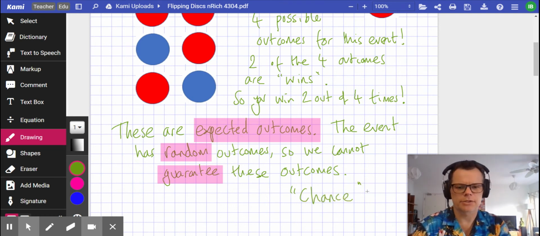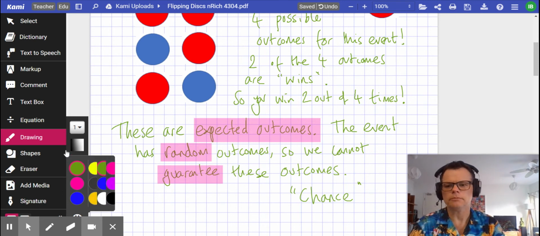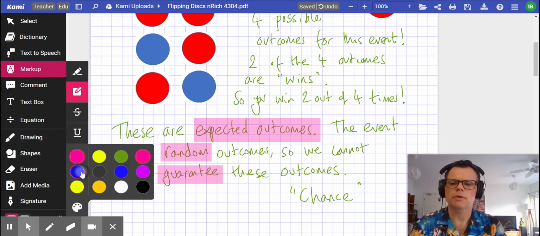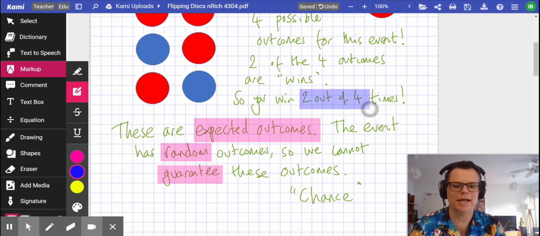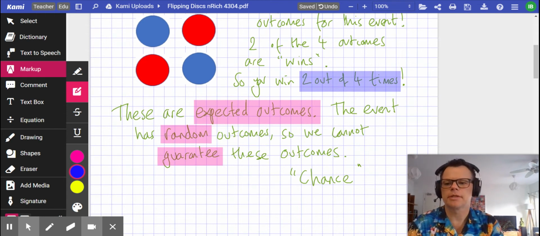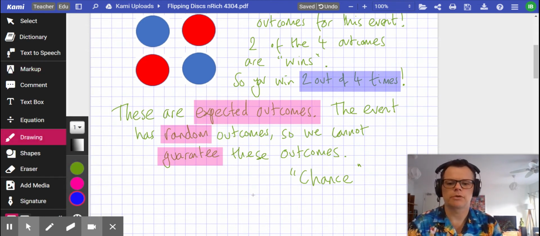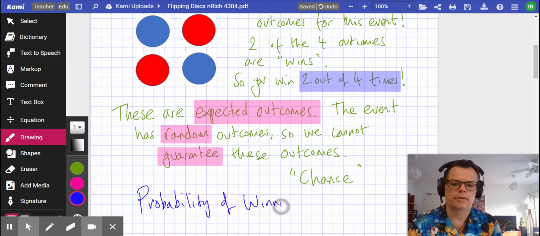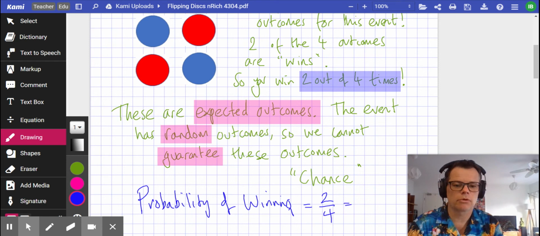So what mathematics can we kind of attach to this? Well, the mathematics we can attach is, if we expect to win 2 out of 4 times, here we go. We're going to write now some mathematics to help us. We expect to win 2 out of 4 times. We can write something like this. Big capital P for probability. The probability of winning is equal to 2. We can write it as a fraction, 2 out of 4 or a half.